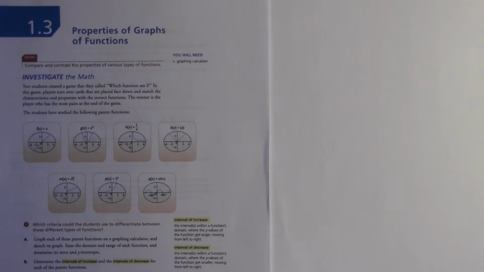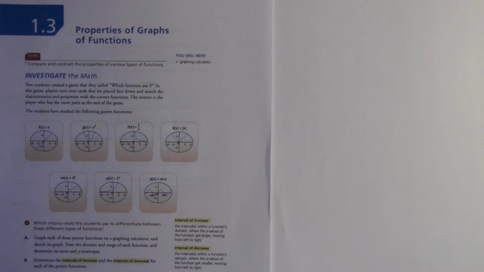The students have studied the following parent functions. Okay, so there they are. You can see the 7 parent functions. Again, this should be a review for you guys. It says, which criteria could the students use to differentiate between these types of functions? All right, so there's a few definitions we're going to have on the side. We're going to go over them.